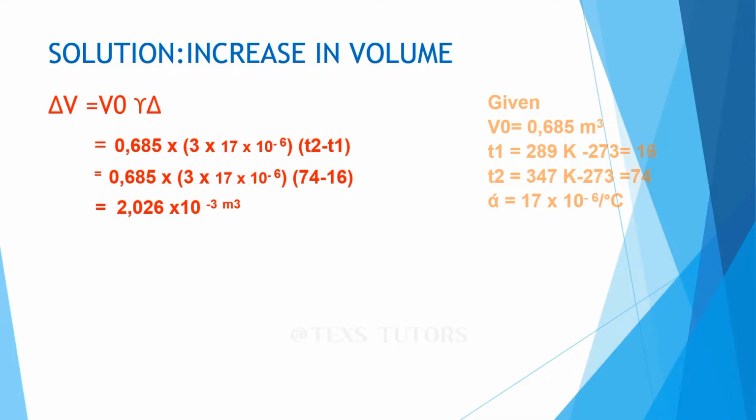Before we calculate the increase in volume, we are going to look at how to convert from kelvins to degrees. Since our linear coefficient is in degrees, we need to convert from kelvins to degrees. To convert from kelvins to degrees, we subtract 273 from each temperature. So initial temperature is going to be 289 minus 273. My initial temperature is 16. My final temperature, 347 kelvins minus 273, is 74 degrees.